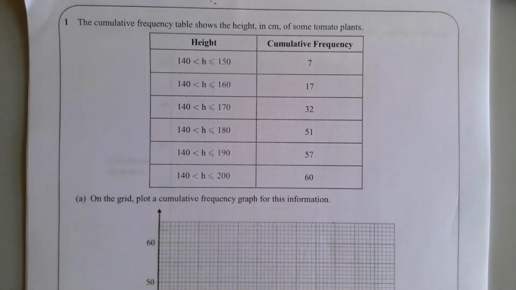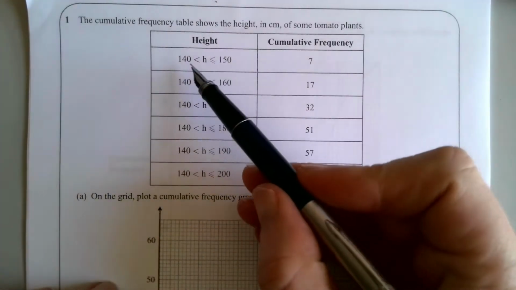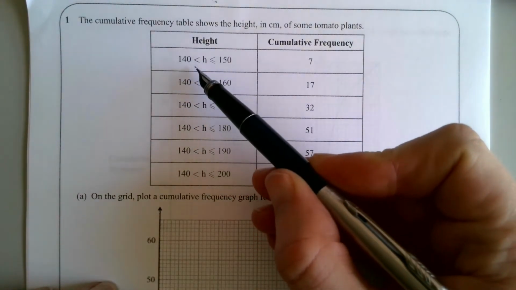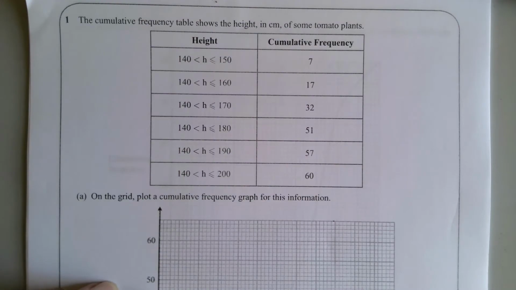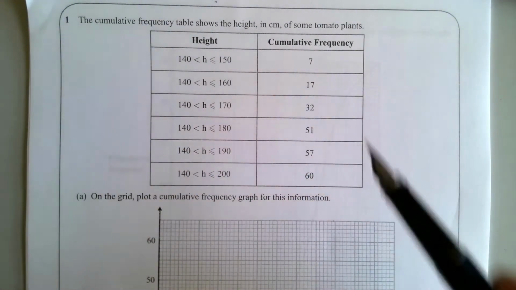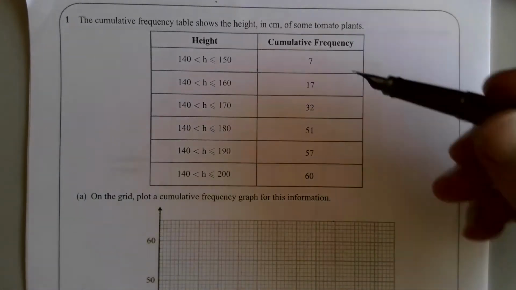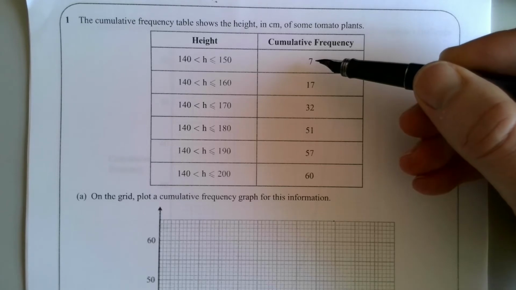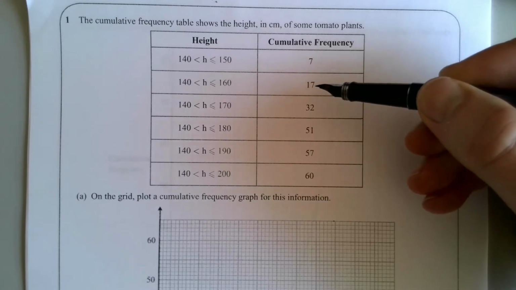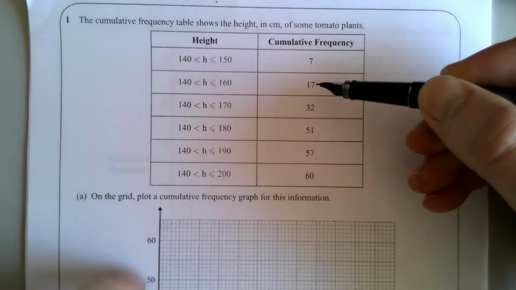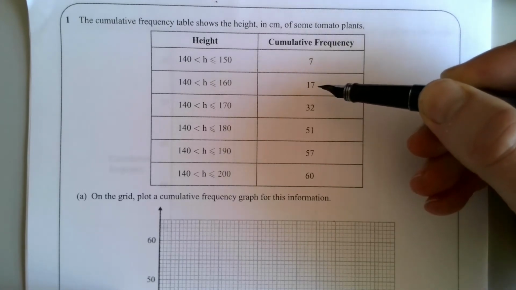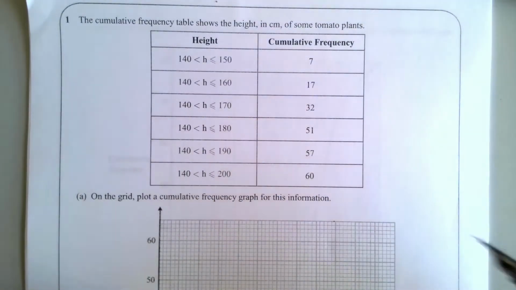Now, looking at this, tomato plants again. Love them. You'll notice, or you may not have done, but you will now that I'm pointing it out, that all of these regions start from 140. The word cumulative means adding up as you go through. So there are 7 tomato plants that are shorter than 150 centimeters in height, but more than 140. And then there are 17 plants between 140 and 160. So those 7 are part of those 17, and these 17 are part of this 32, and so on.